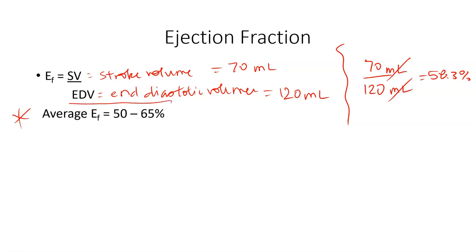This is a number that you will want to know for the test, okay? And anything that decreases stroke volume or end diastolic volume will decrease your ejection fraction. Likewise, anything that increases stroke volume or end diastolic volume will increase your ejection fraction.